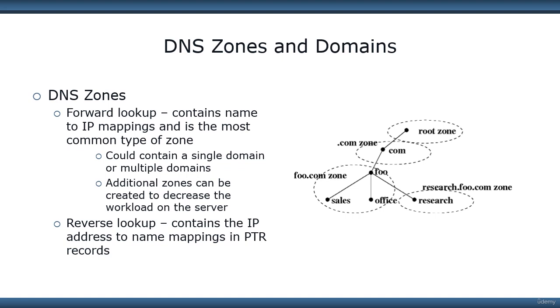Reverse lookup zones contain IP address to name mappings. And those are in those pointer records, the reverse records. So most of the time we're creating a forward lookup zone. Most of the time a zone and a domain are synonymous, but it is possible to have multiple domain names within the same zone. So with the zone, just think of authority. If the domain is in my zone, then I'm authoritative. I can answer questions for it.